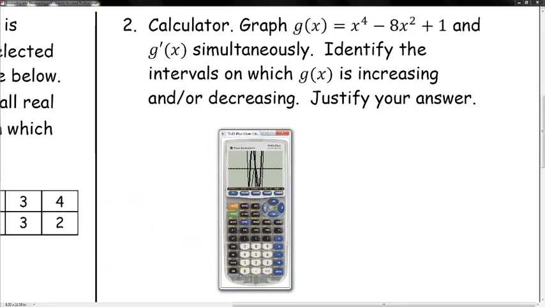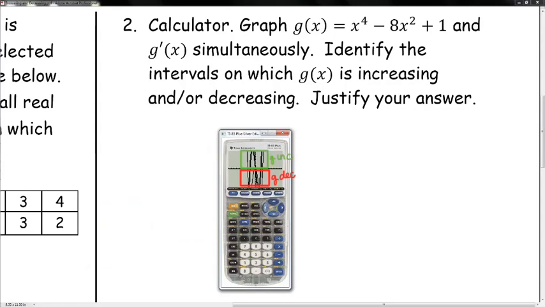So areas where your derivative is positive are going to be above the x-axis. Areas where your derivative is negative, it's going to be below the x-axis. So again, positive means your function's increasing. Values for your derivative below the x-axis is where your g is decreasing.